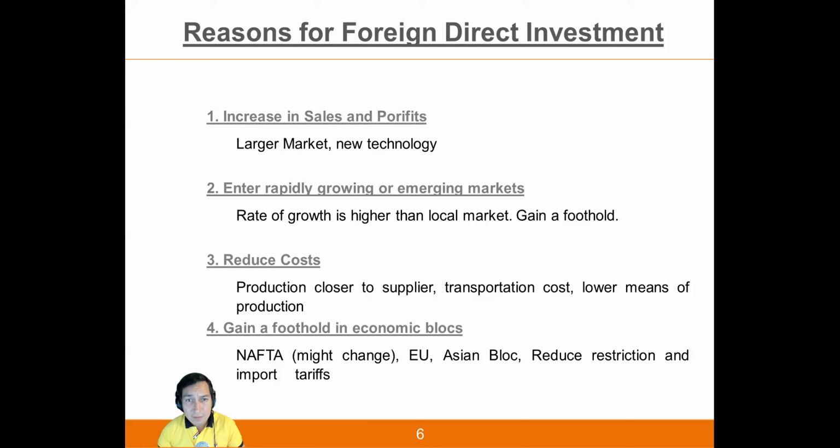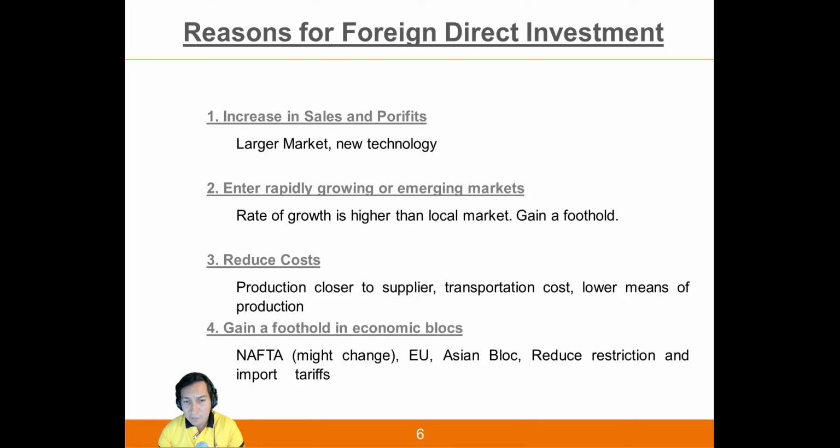You might be able to get your production closer to your suppliers. Shipping product, shipping components, obviously can make you substantial savings by lowering the cost of transportation. It could be cheaper to operate there.